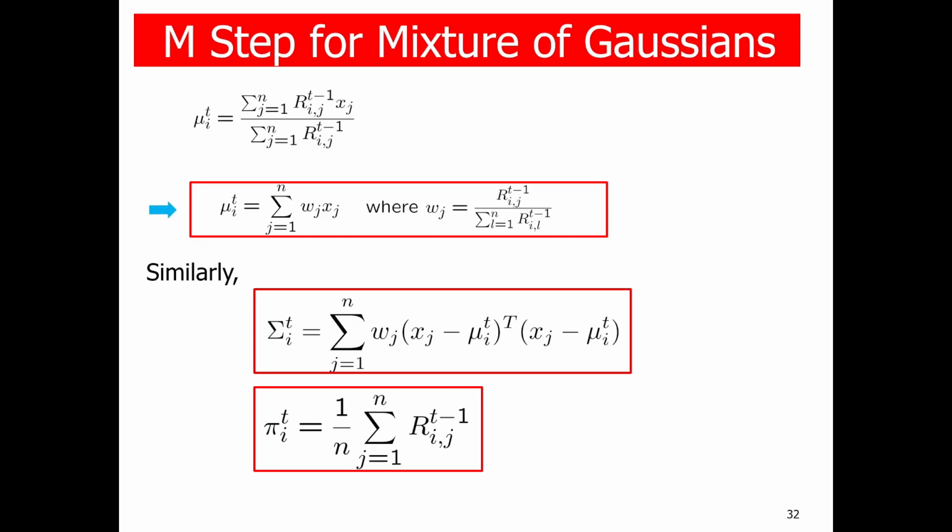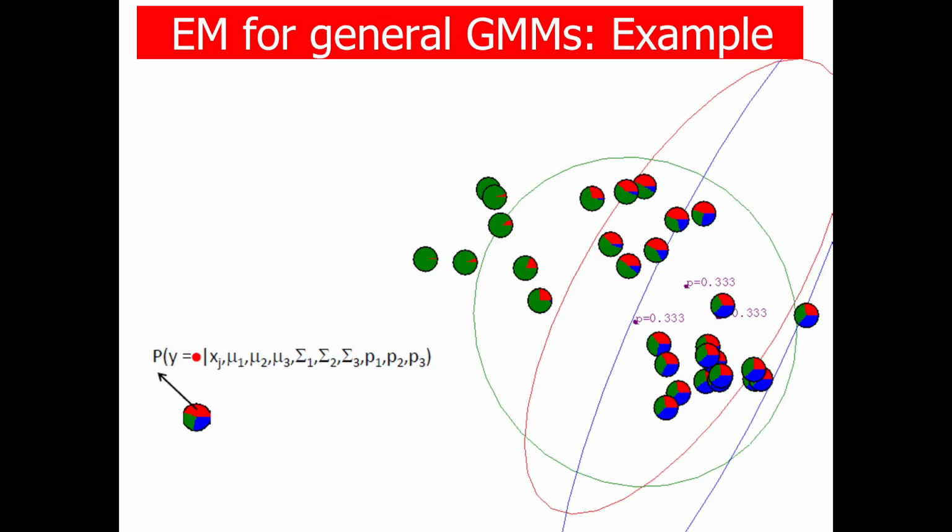There are no learning rates or other tunable hyperparameters, just a few simple parameter update rules. Let's see how these update rules work in practice. Here is a two-dimensional data set. We want to fit 3 Gaussians to this data.